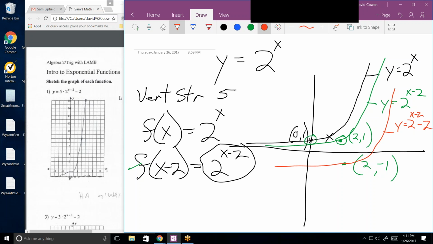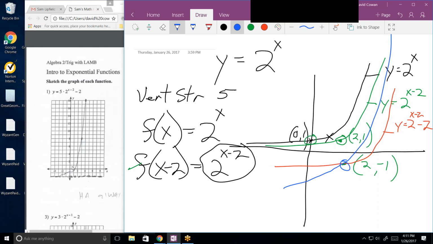And now the only thing left to do is to apply the 5. I'll do that in blue. Remember, the 5 does not affect this point right here. It's still going to go through that point. It's just going to be 5 times further away from the x-axis. Something like that, like what you've drawn. What you've drawn works pretty good.